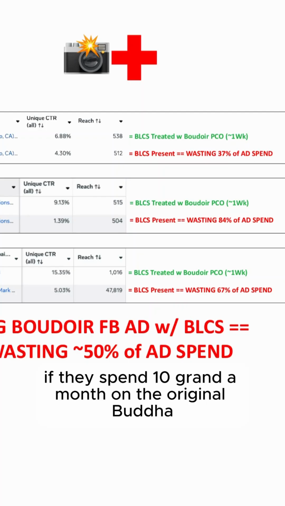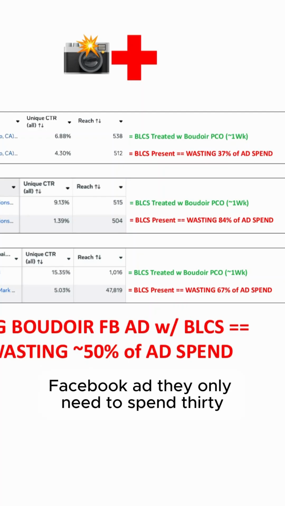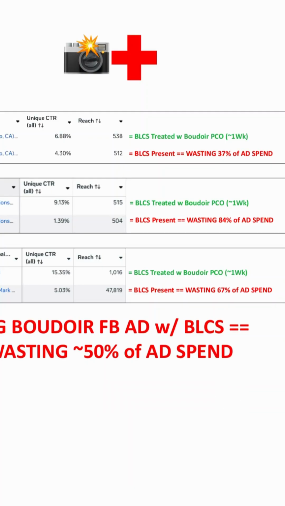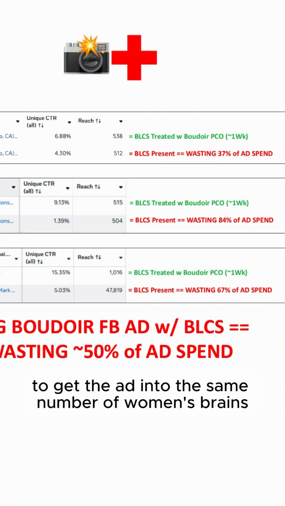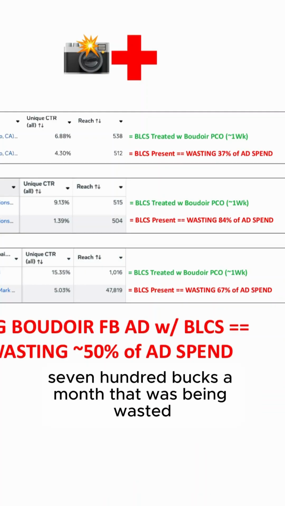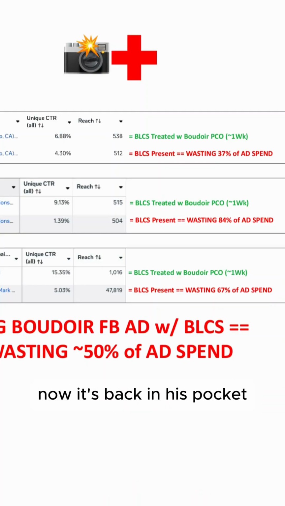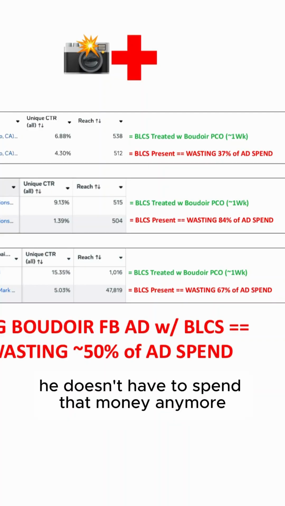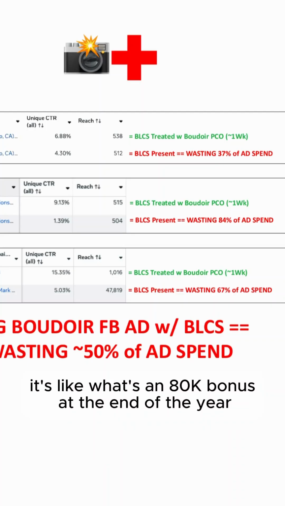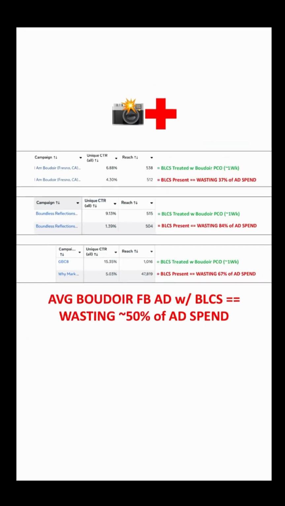That means they're spending 10 grand a month on the original Boudoir Facebook ad. They only need to spend $3,300 a month on the Boudoir Pico treated ad to get their ad into the same number of women's brains in both scenarios. So it's $6,700 a month that was being wasted. Now it's back in his pocket every single month. He doesn't have to spend that money anymore. And it's like, what's an 80K bonus at the end of the year, something like that.